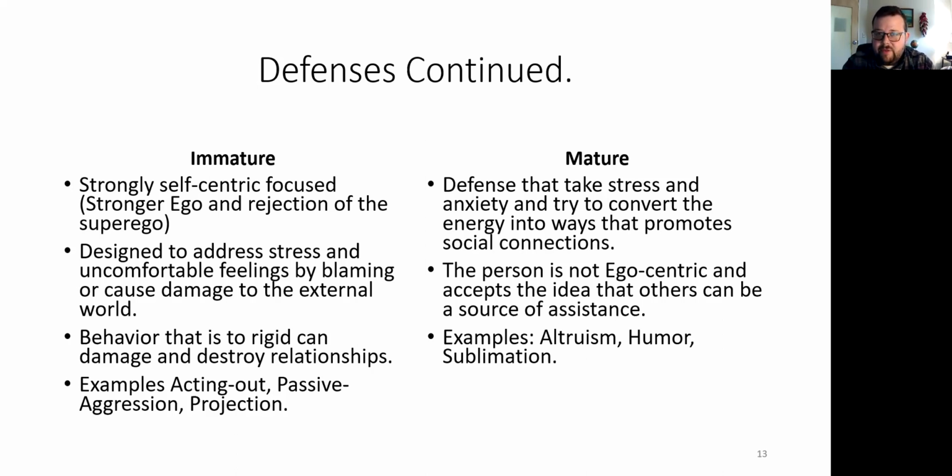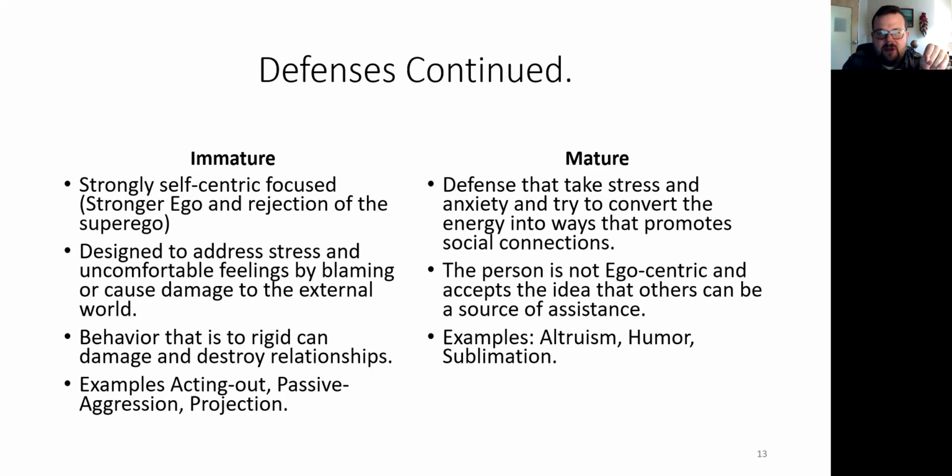So, behavior that is too rigid can damage and destroy relationships. I'm sure you've experienced this yourself with other individuals, and you at times may have noticed that you have engaged in immature behaviors that have impacted others. I've done it too. It's part of growing up and developing. So that's why we want immature behaviors to develop, but understand that they play a pretty strong role in helping us navigate and deal with anxiety and stress.